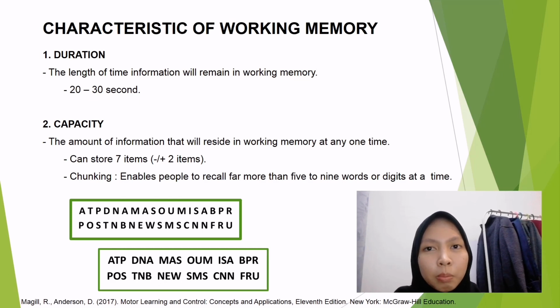Okay, second is capacity, the amount of information that will reside in working memory at any one time. Humans can only store numbers or digits for 7 items, plus or minus 2 items. So the method that pupils can use to recall more than 5 to 9 words is chunking. So you can see the example of chunking.